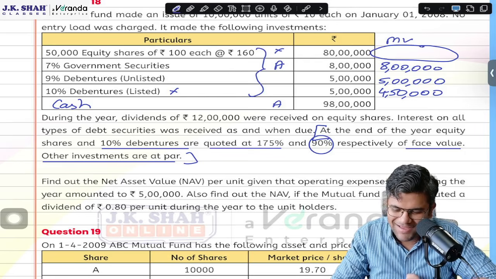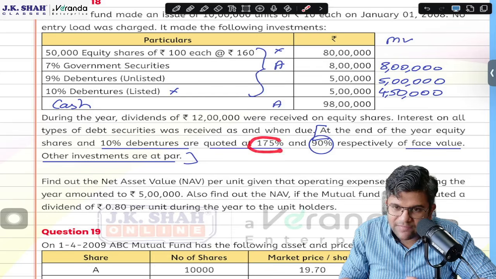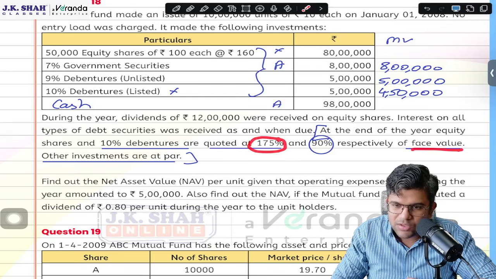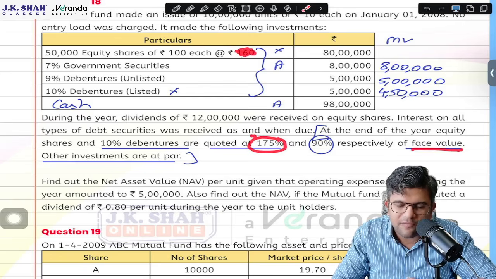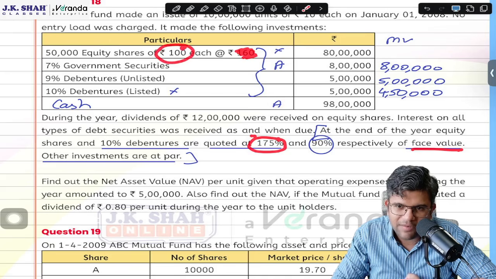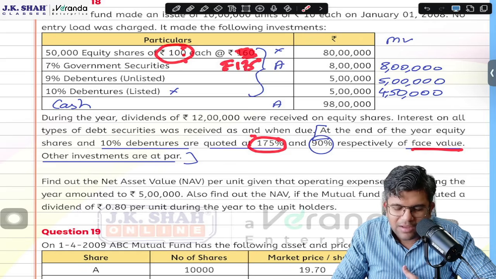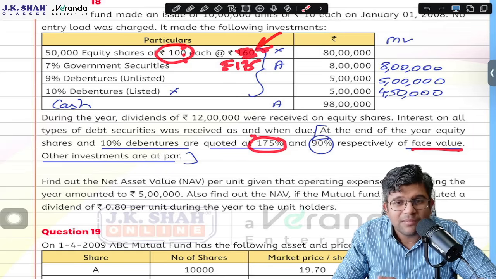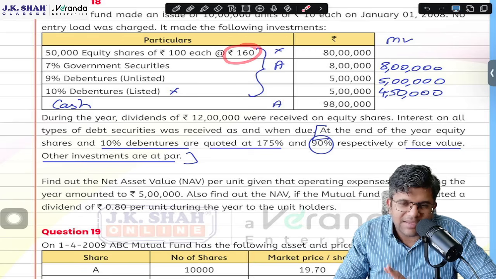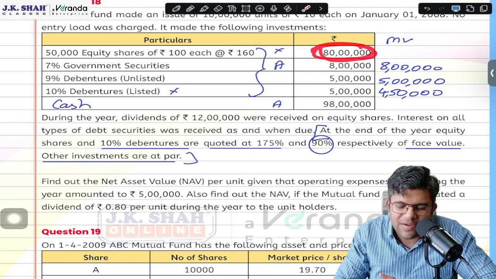Nobody is answering. Okay, so if it is 175% of face value, students, it is not 175% of 160. It is 175% of 100. Everybody comfortable till here? And 175% of 100 means 175 rupees is the market value, which means you purchased it at 160. I know, but now the market value has become 175. Sir, I took 175% of 160. That will be wrong. Don't take 175% of 80 lakh.